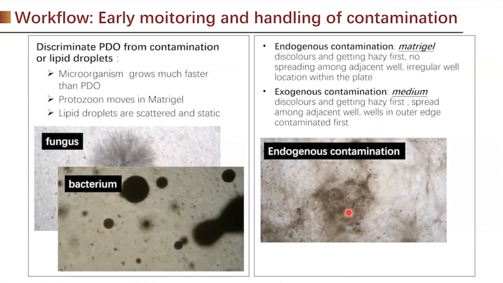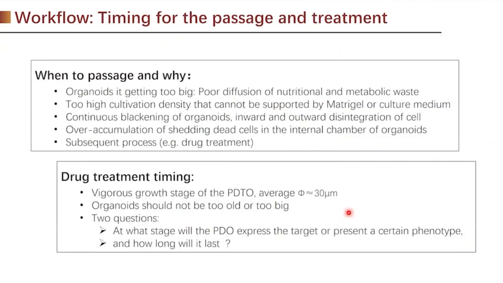Here are some examples. Drug exposure timing is also crucial for successful PDTO testing, because treating too early may risk a shortage of sufficient biomass of organoids, and too late may risk the organoids getting too old to respond to the drug exposure. And I think when to passage the organoids is also important.